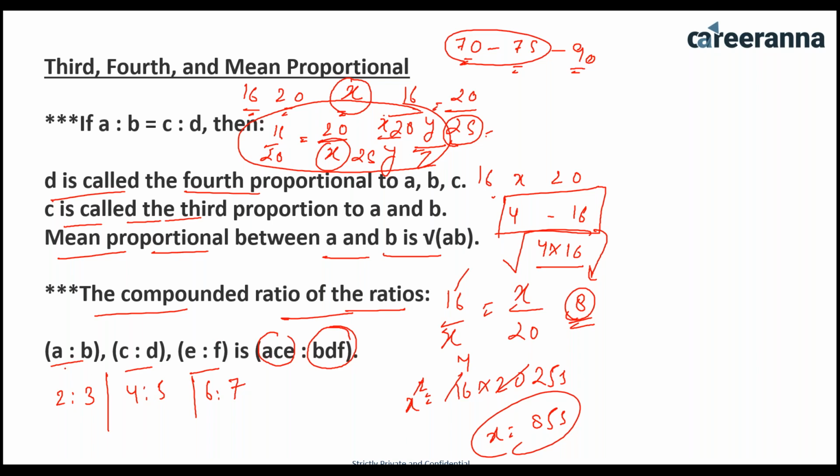Okay, so we were here. A is to B, C is to D, E is to F. Then compound ratio will be 2, 4, 6. This is 48. ACE will be 48. You can do it for two ratios as well. Like if I don't have this, I can do it for this as well. It will be 8 is to 15.